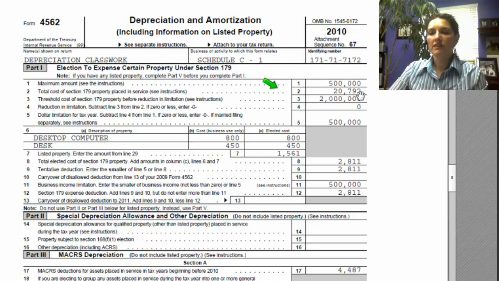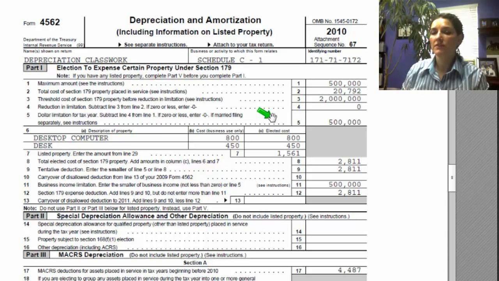And then we go on and figure that we're not going to be limited on the amount of Section 179 deduction we're allowed to claim because the business profit is high enough and the cost of assets placed in service during the year is well under $2 million.